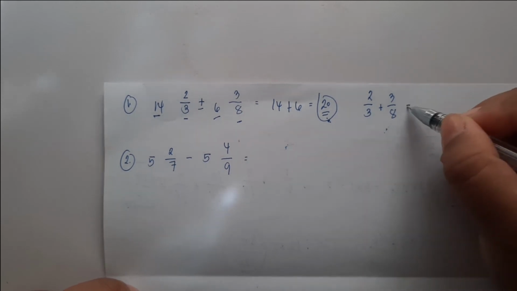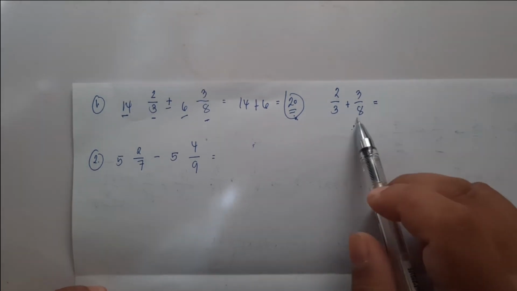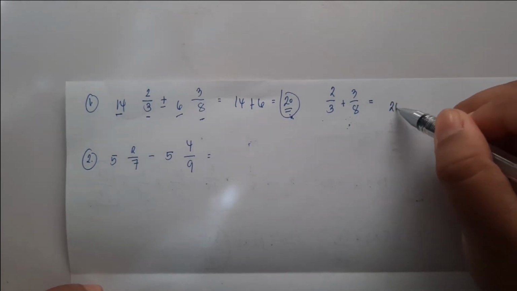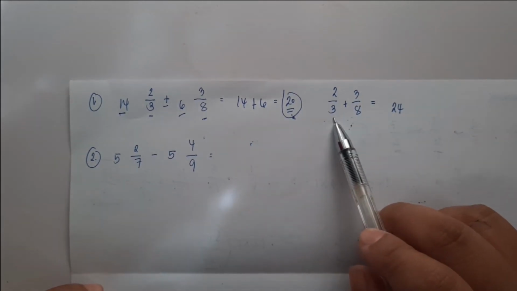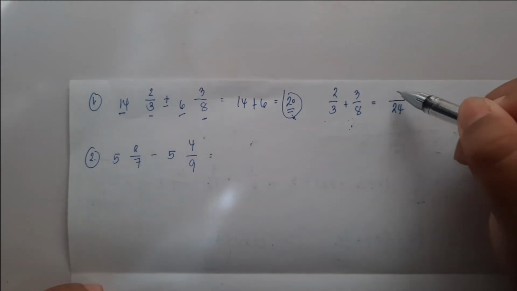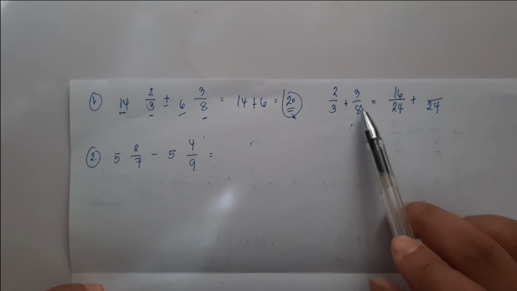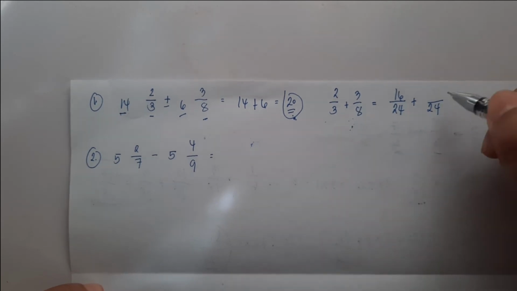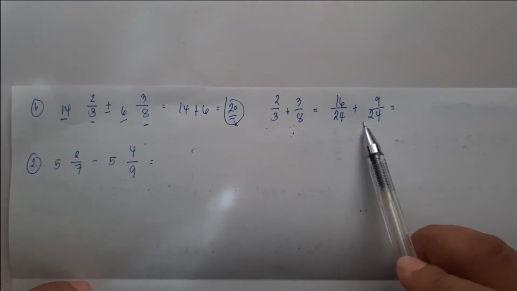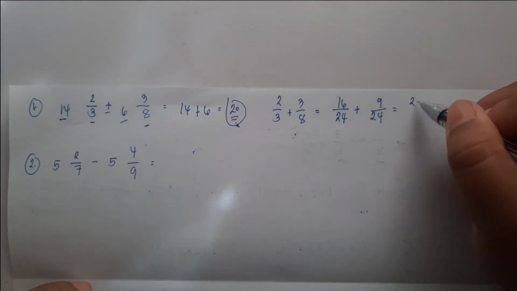So what are we going to do? We will find their LCD. Okay, so what do you think is their LCD? We have 24. So 24 divided by 3 times 2 is, right, 16. 24 divided by 8 times 3 is 9. So can we already add them? Yes, because similar fractions na sila. So 16 plus 9 is 25.